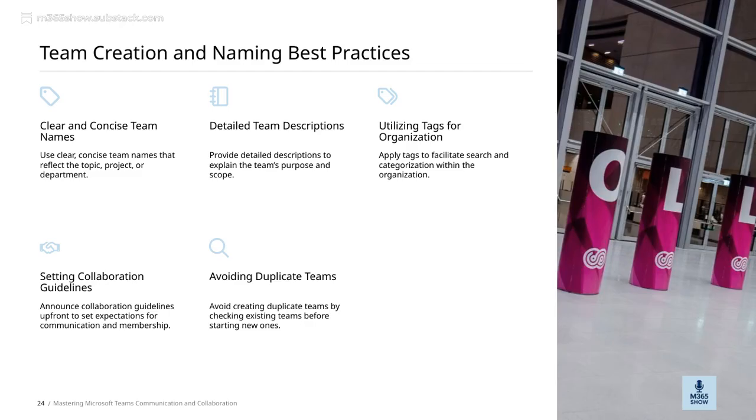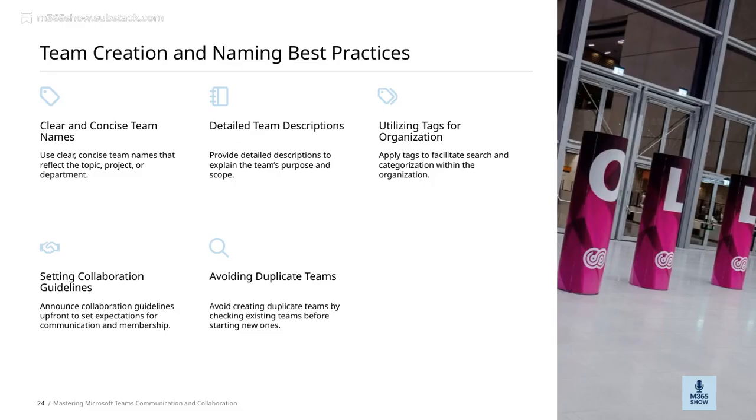Let's talk about some best practices for creating and naming teams in Microsoft Teams. First, always check if a team already exists before creating a new one. This helps us avoid duplicates, which can cause confusion and clutter. It's a simple step but really important for keeping things organized. Next, it's a good idea to set collaboration guidelines up front. Announcing these early on helps everyone understand how to communicate and who should be part of each team, setting clear expectations from the start. Using tags is another useful tip. Tags make it easier to search for teams or categorize them within the organization, saving time and improving navigation.